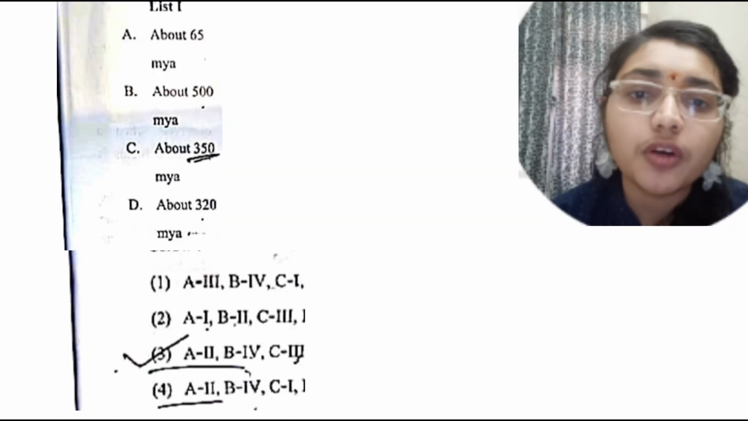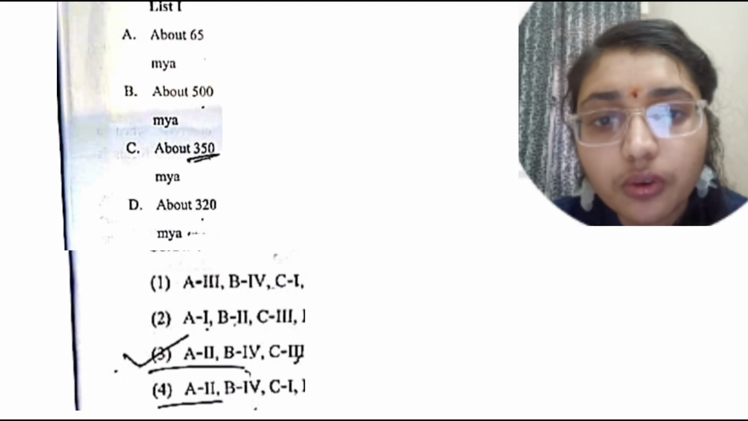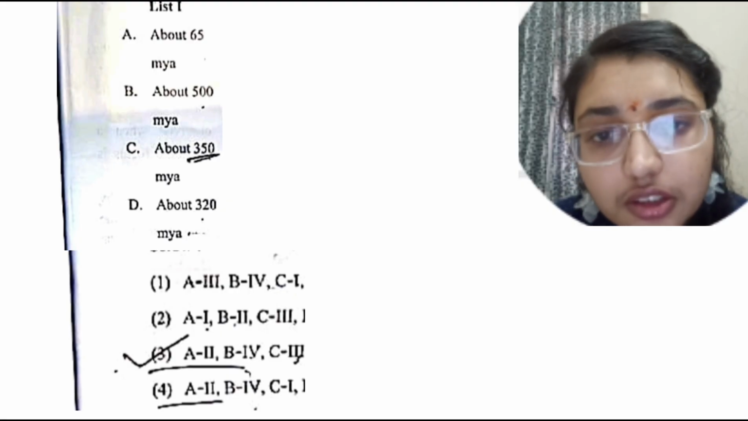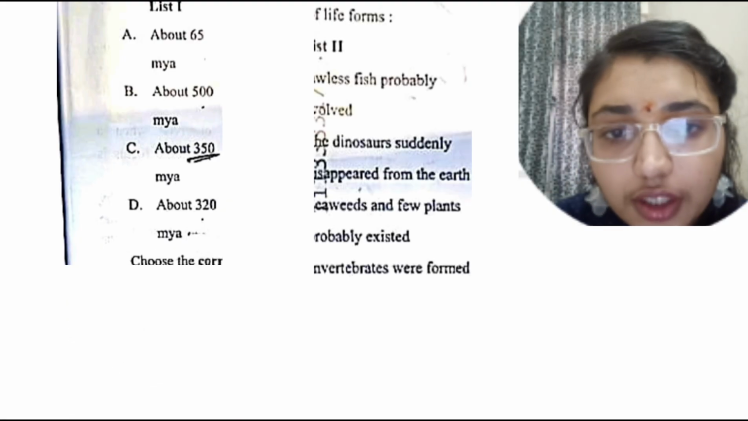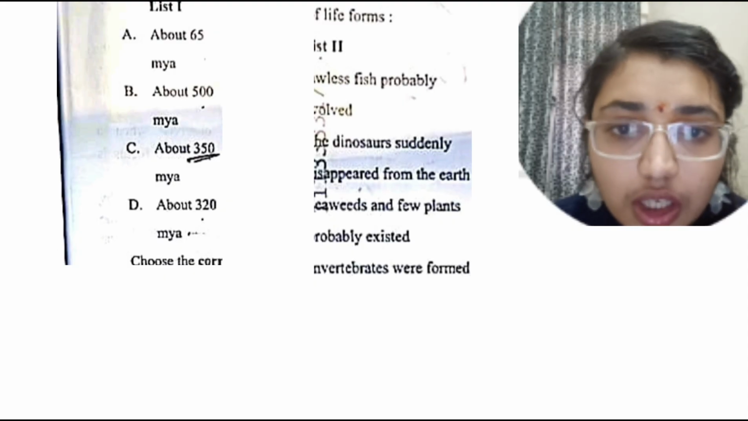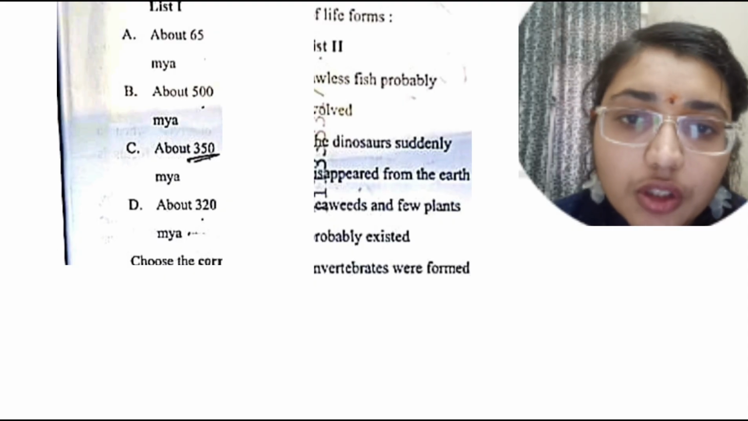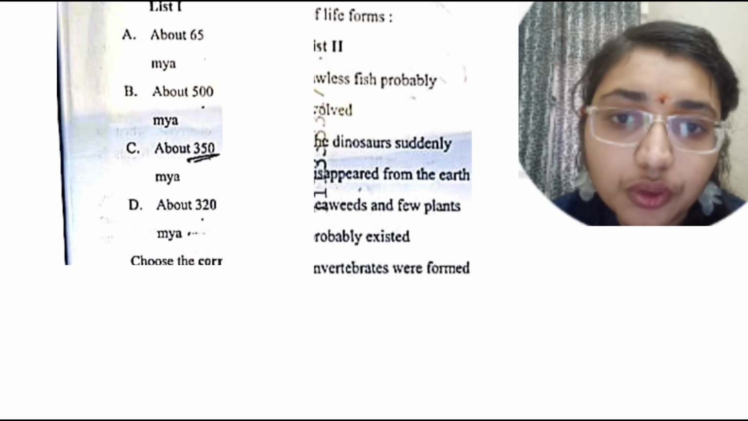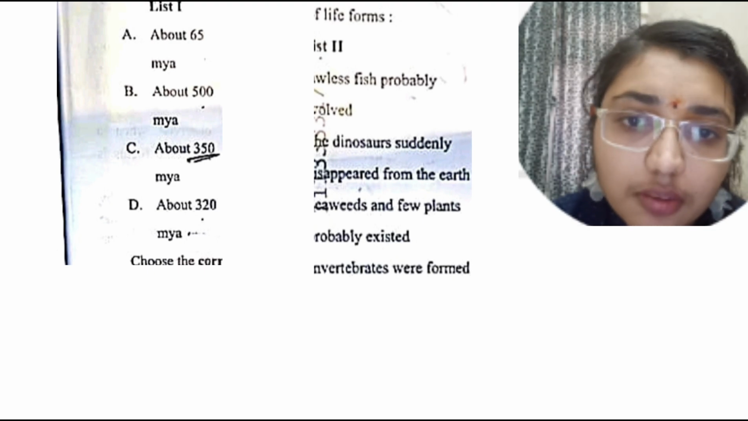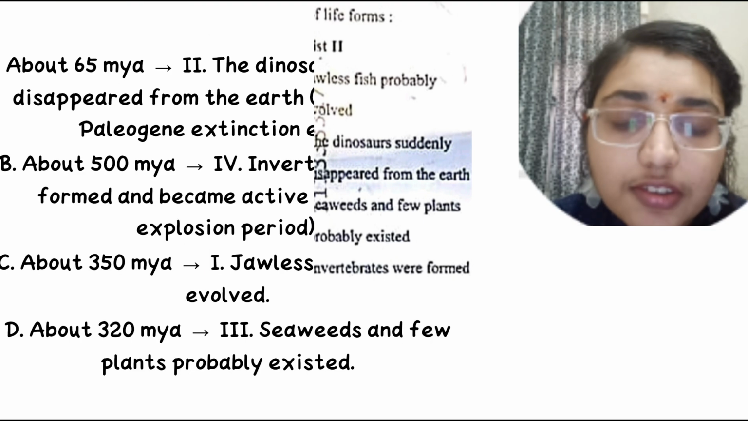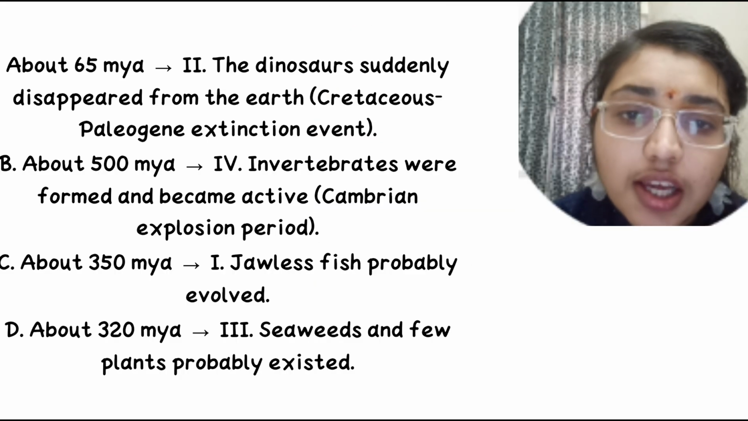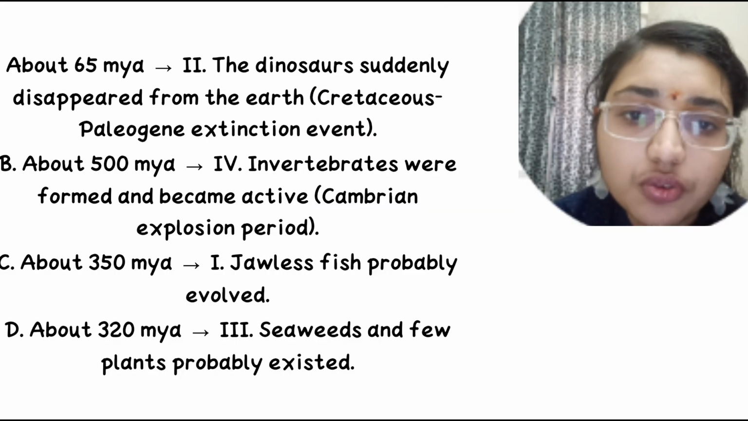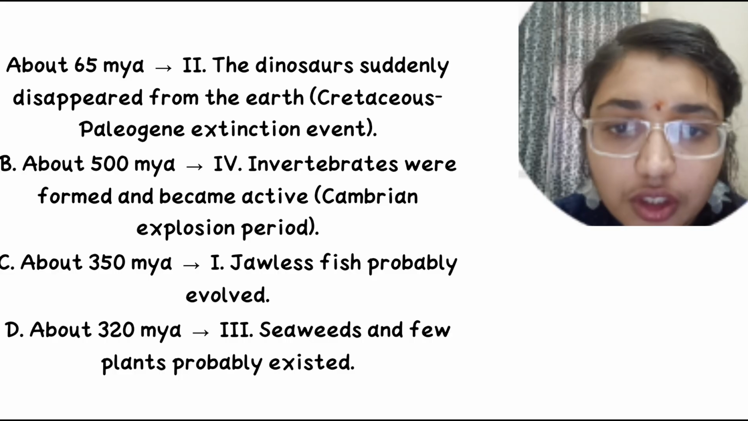The next question is a match the pair. We have to solve about 65 million years ago, about 500 million years ago, about 350 million years ago, and about 320 million years ago. And list 2 is given. Option 1 is jawless fish probably evolved. Option 2 is the dinosaurs suddenly disappear from the earth. Then option 3 is seaweeds and few plants probably exist. And option 4 is invertebrates were formed and become active. So we have to find out the correct option.